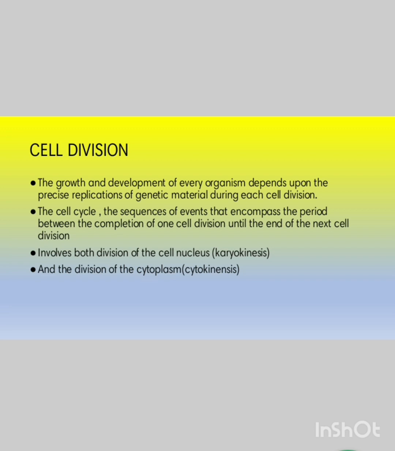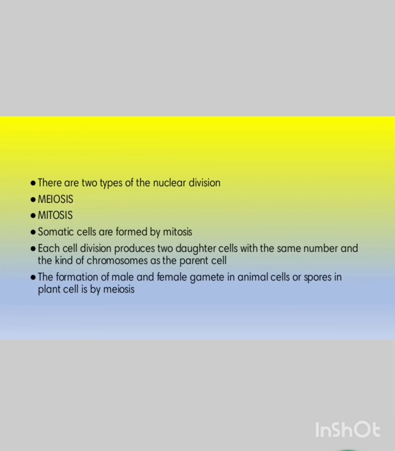It involves both the division of the cell nucleus, named karyokinesis, and the division of the cytoplasm, which is cytokinesis. And next, there are two types of nuclear divisions: meiosis and mitosis. Somatic cells are formed by mitosis. Each cell division produces two daughter cells with the same number and kind of chromosomes as the parent cell. And next, the formation of male and female gametes in animal cells, or spores in plant cells, is by meiosis.